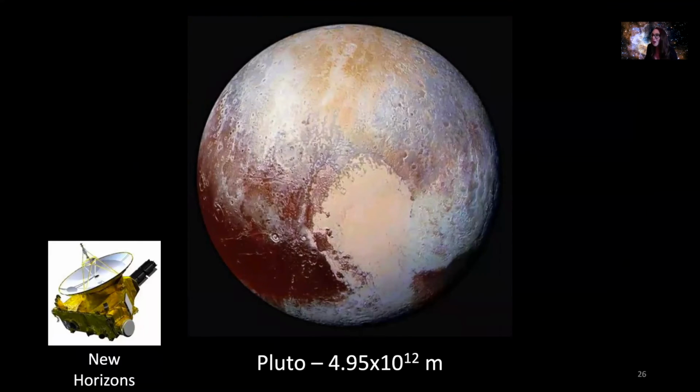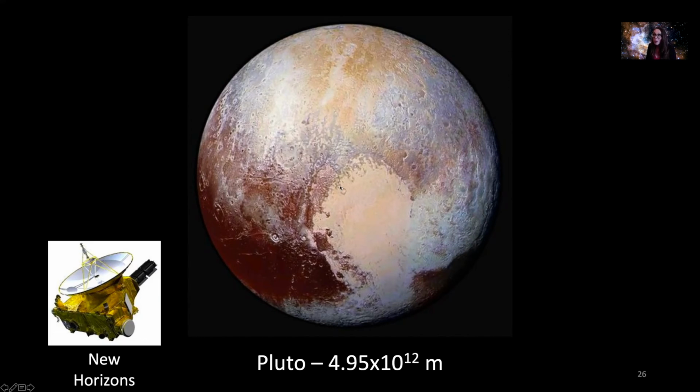Now, Pluto is much further away, at a distance of about 5 times 10 to the 12 meters. This is a really recent image of Pluto. For a very long time, all that we could see through telescopes was a fuzzy dot of Pluto. But a spacecraft called New Horizons, this is what it looks like, went zipping out past Pluto and took this beautiful image of its surface.